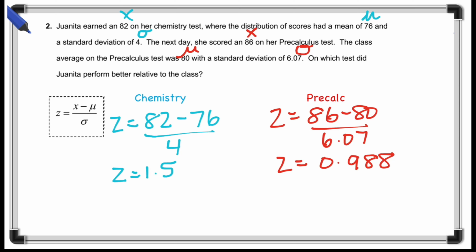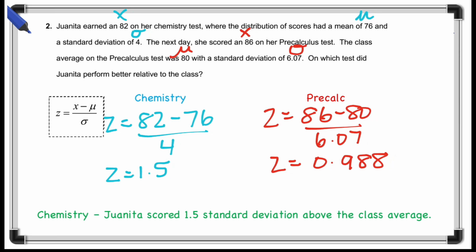So now we want to know which test Juanita performed better on relative to the class. So we look at the z-scores. And Juanita scored better in chemistry than she did in pre-calc because she scored 1.5 standard deviations above the class average. So we do want to mention the number of standard deviations as well as whether it was above or below the class average.